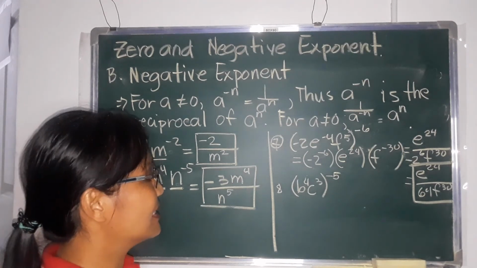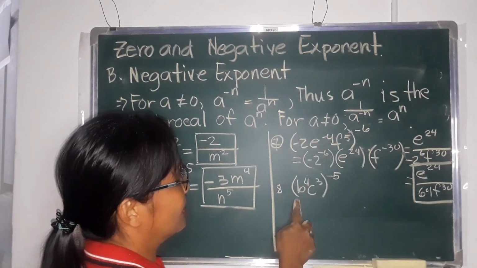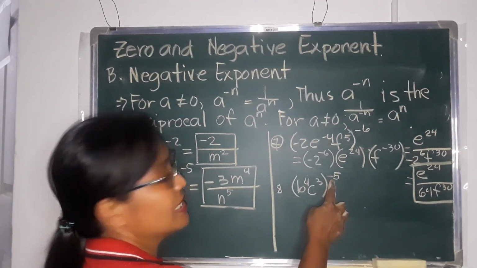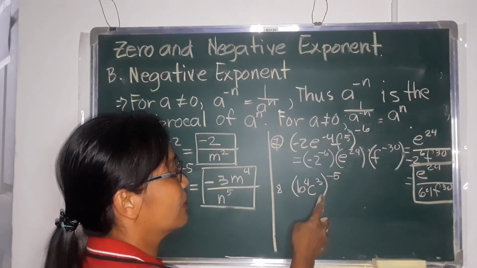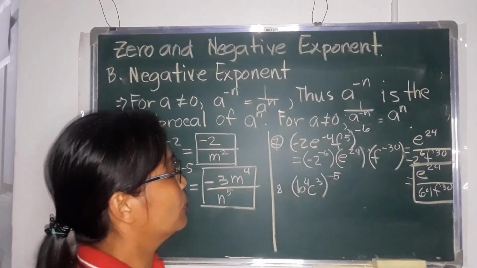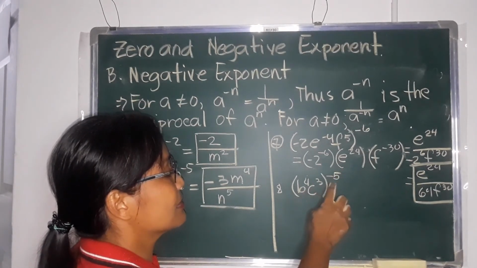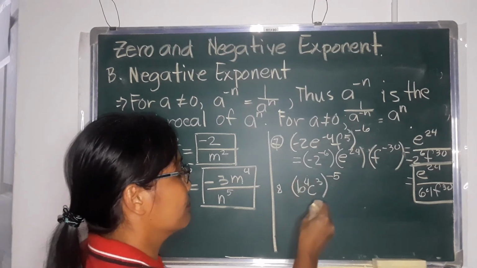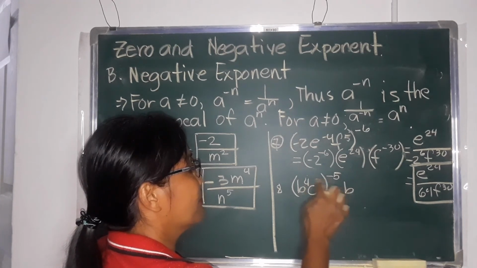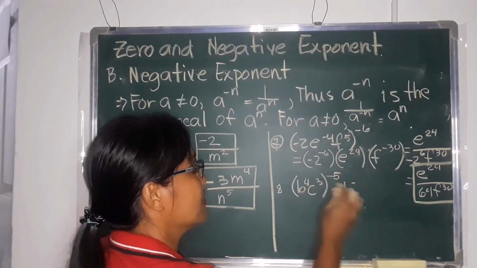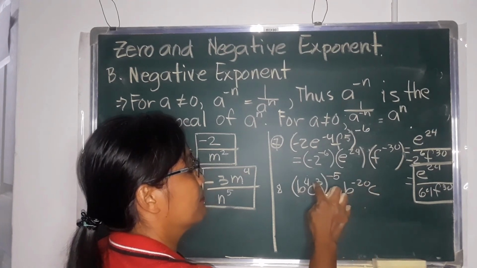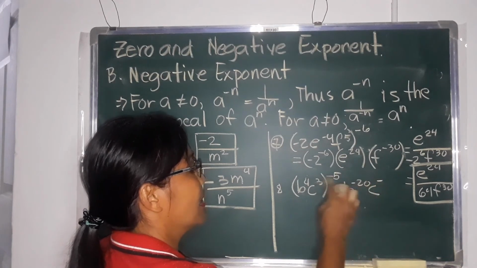Okay? Next example, number 8. So again, this is the same as number 7. So anything that is inside the parentheses, or all the elements inside the parentheses, will be multiplied by the exponent outside the parentheses. Power to power. So we have b, negative times positive is negative. 5 times 4, 20. Next, c, positive times negative is negative. 5 times 3 is 15.